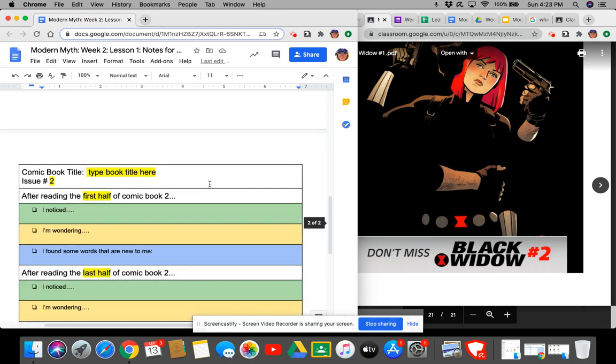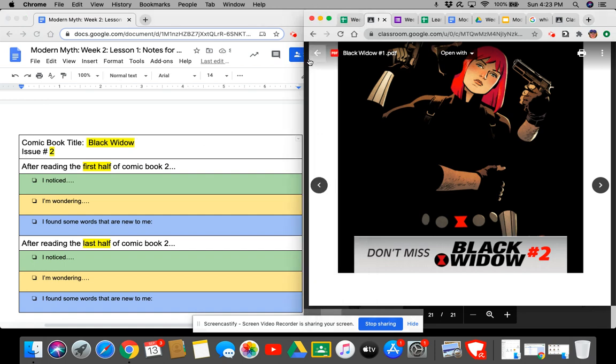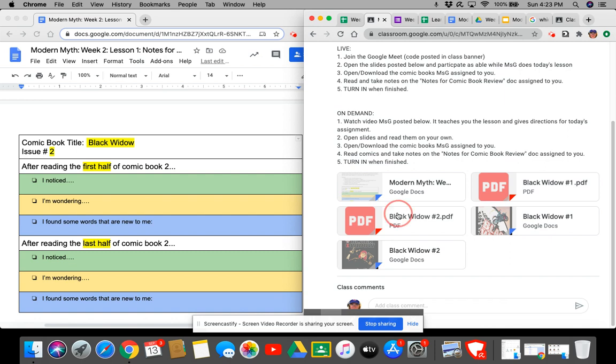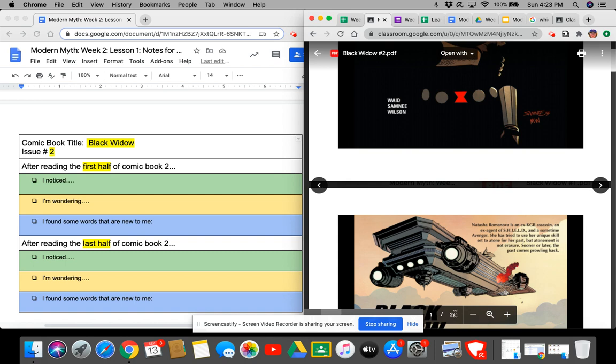You're going to want to repeat the process for book 2. So you'll put the title here. And then if it opens for you, great. You can open the second one. And here's Black Widow 2. Once again, this time it's 24 pages, so I'll probably want to do the first 12 pages, take some notes here, and then take some notes again at the end.